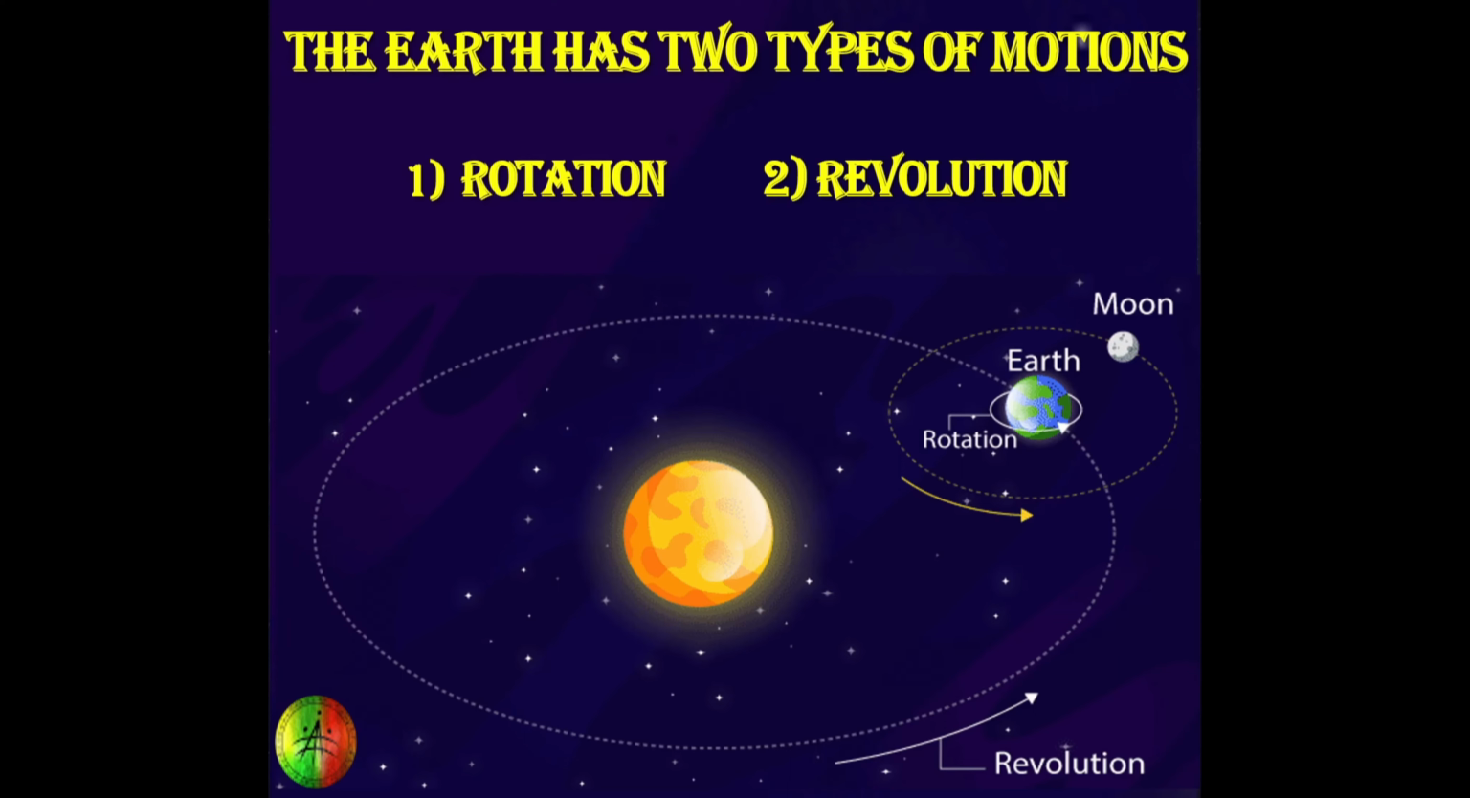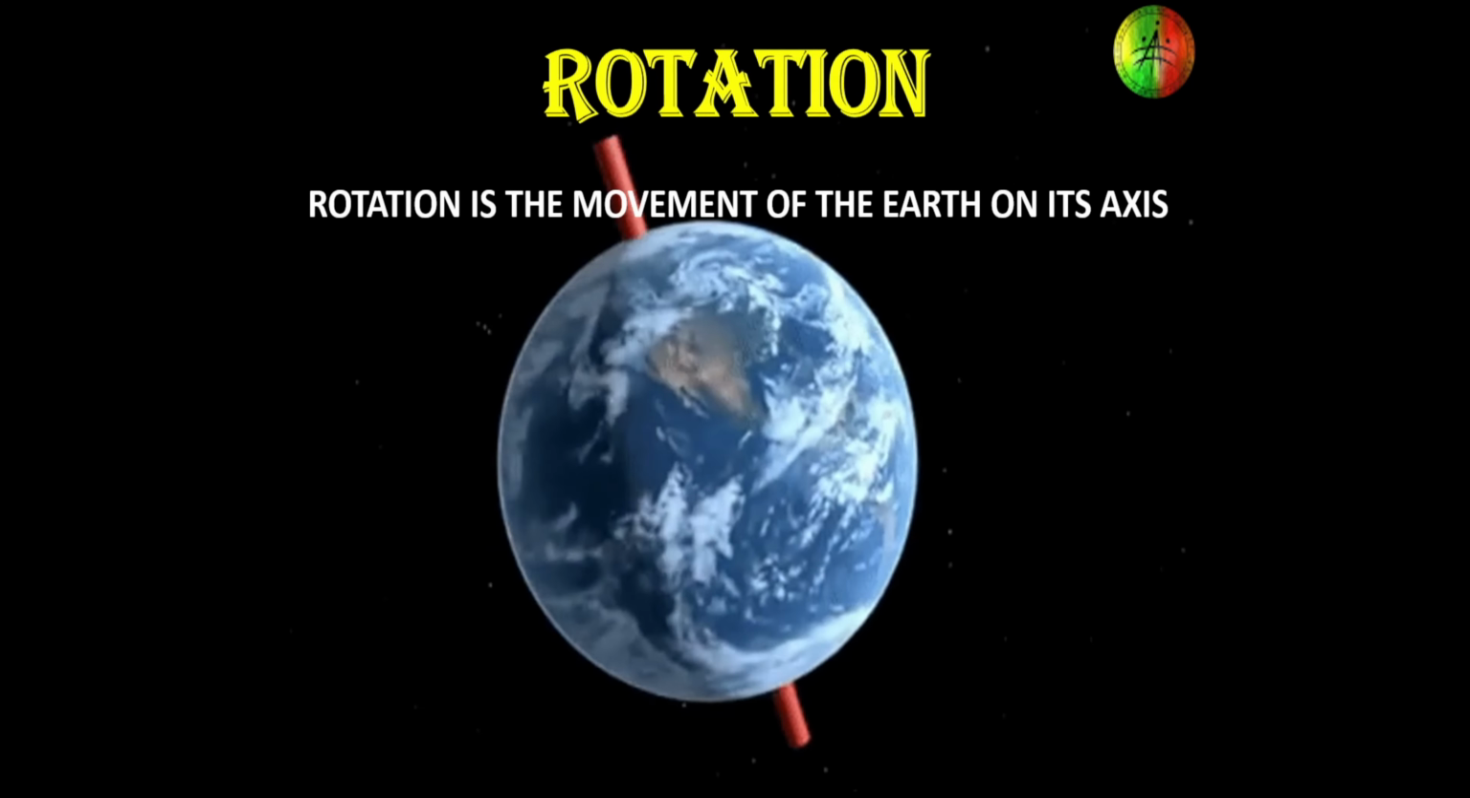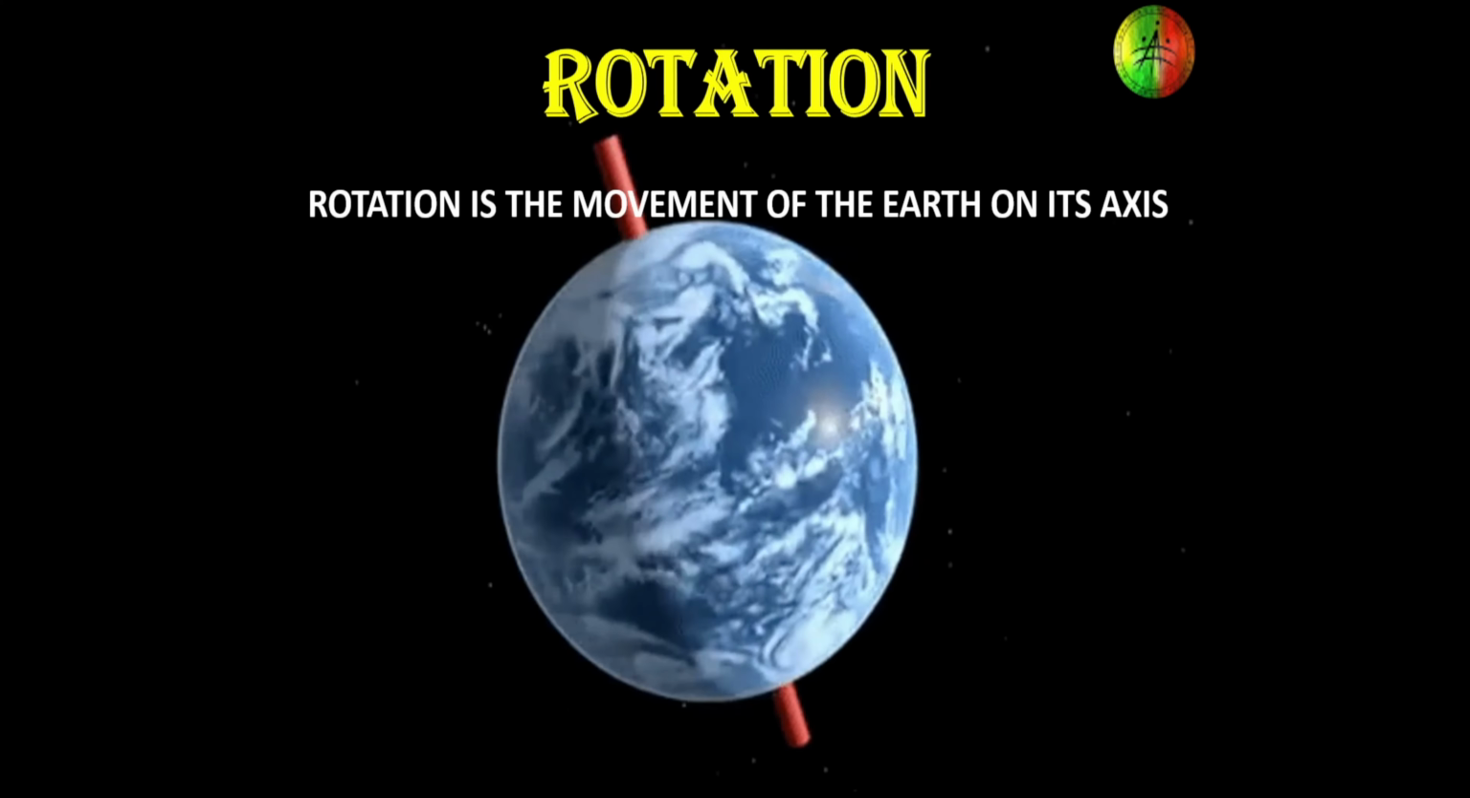Rotation. The movement of the Earth on its axis is called rotation, or we can say the Earth moves around its axis. This movement is called the rotation of the Earth. Now, what about the word axis? The axis is an imaginary line drawn from the North Pole to the South Pole that passes through the center of the Earth. It has a tilt of 23.5 degrees.